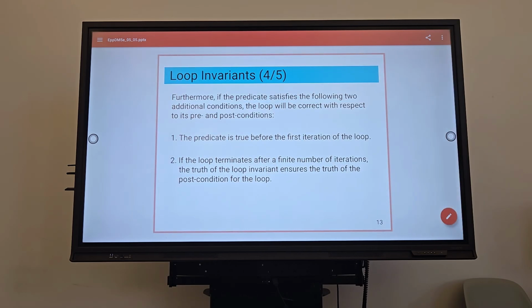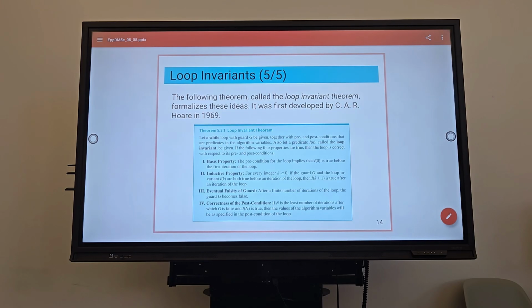Furthermore, if the predicate satisfies the following two additional conditions, the loop will be correct with respect to its pre- and postcondition. The predicate is true before the first iteration of the loop. If the loop terminates after a finite number of iterations, the truth of the loop invariant ensures the truth of the postcondition of the loop. The following theorem, called the loop invariant theorem, formalizes these ideas. It was first developed by this gentleman here in 1969.